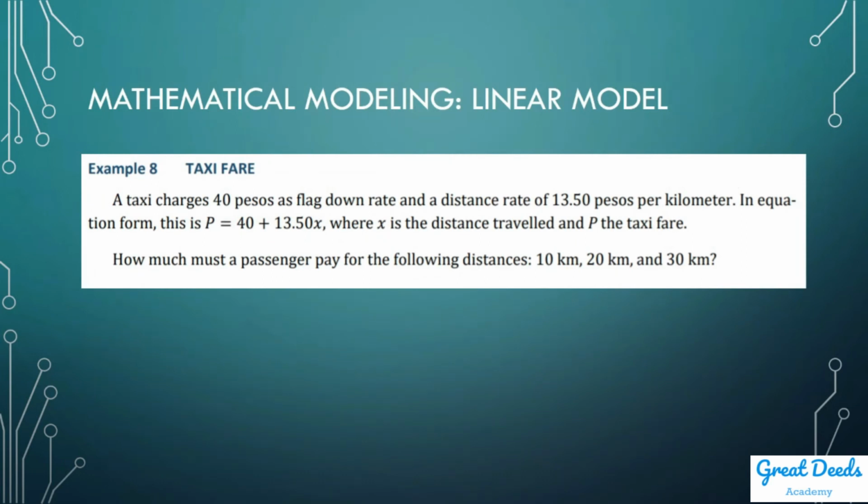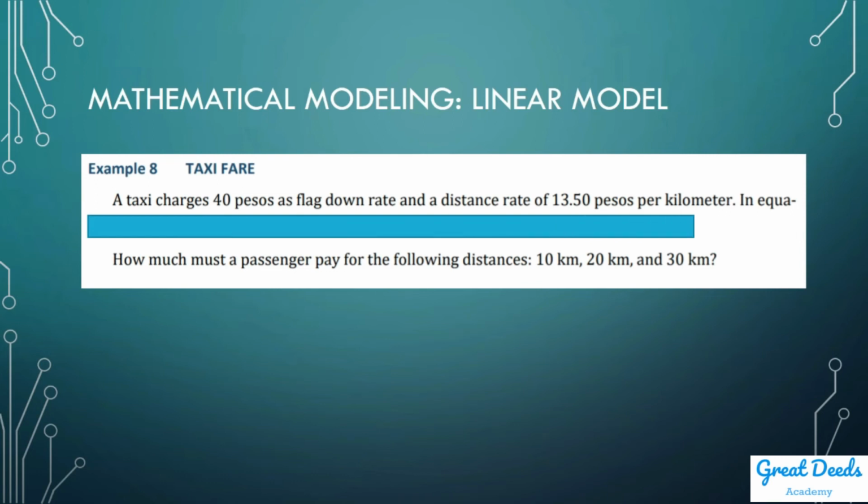Mathematical modeling, the linear model. A taxi charges 40 pesos as a flag down rate and a distance rate of 13 pesos and 50 centavos per kilometer. So how do you write this? How do you produce a linear model to describe this? Okay, so how do you write a math equation for this? How do you interpret this?